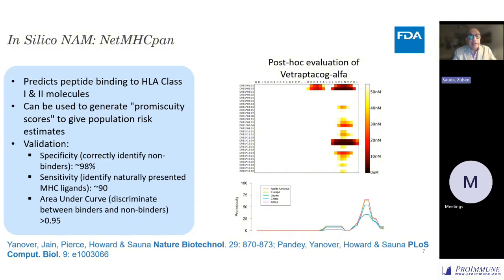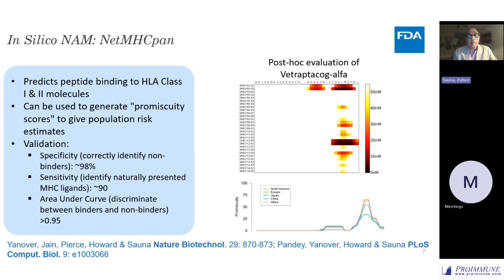Several validation studies have been carried out, and these tools, especially NetMHC, are now very, very accurate. In terms of specificity, that is correctly identifying non-binders, they're about 98% accurate. They have good sensitivity, identifying naturally presented MHC ligands with 90% accuracy, and they have an AUC of about 0.95 in discriminating between binders and non-binders.